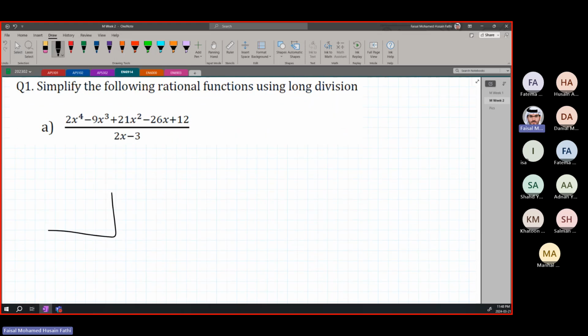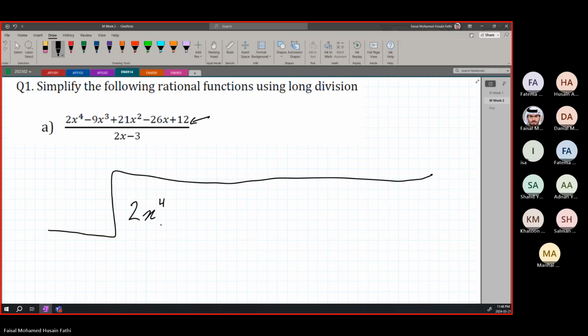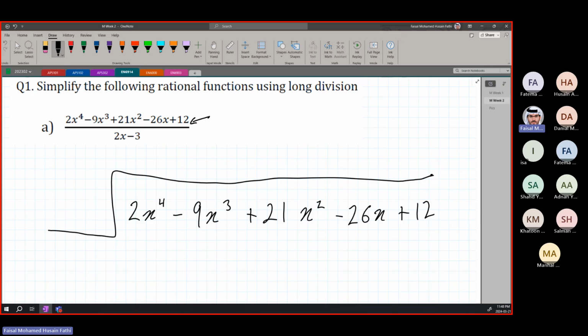So to do long division, it's going to take a lot of space here. We're going to write the numerator here, 2x^4 minus 9x cubed plus 21x squared minus 26x plus 12. Okay? So this is the numerator. The numerator goes into here. The denominator goes here, 2x minus 3. This is how you do long division, even when it comes to normal numbers.